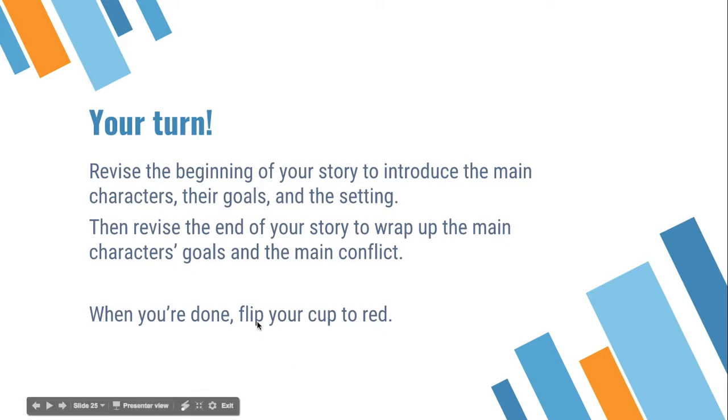Now it's your turn. First, you're going to revise the beginning of your story to introduce the main characters, their goals, and the setting. Then you're going to revise the end of your story to wrap up the main character's goals and the main conflict. When you're done, flip your cup to red.